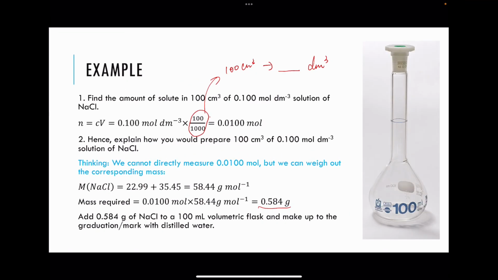Here, this is an example of the volumetric flask. This flask is solely made to make a standard solution. Here, the line is what we refer to as the graduation line, or the mark that you're making up to.